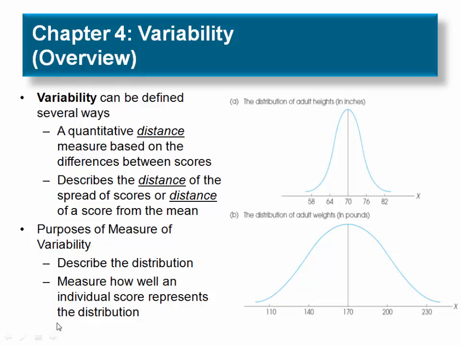In this chapter, we will cover three measures of variability: the range, the variance, and the standard deviation.